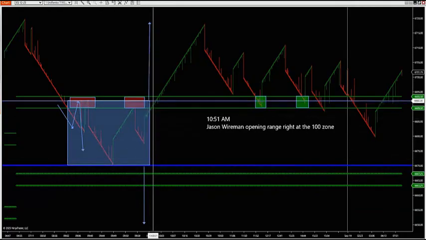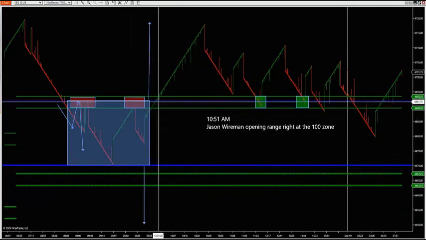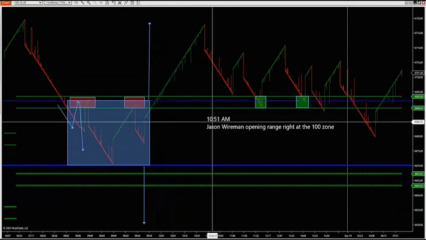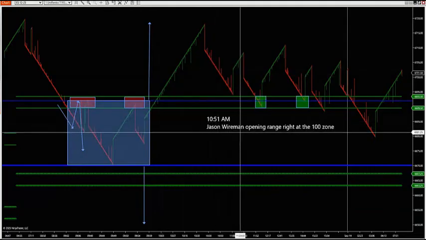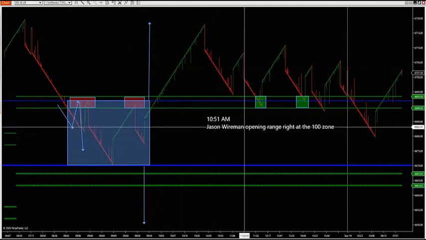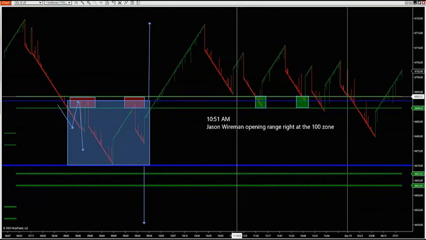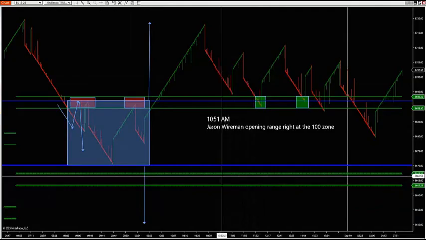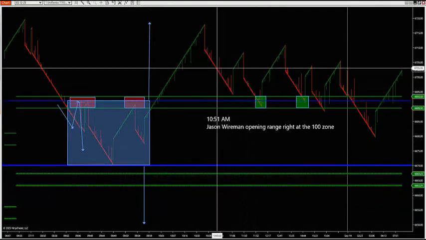Then it breaks out of the opening range. Now, what I want you to look at, it broke out of the opening range, and I commented at 10:51 in the chat room. I said opening range right at the 100 zone. This is our 100 zone. This is our 200 zone. So I commented at 10:51. So 10:51 all the way up here at this level.